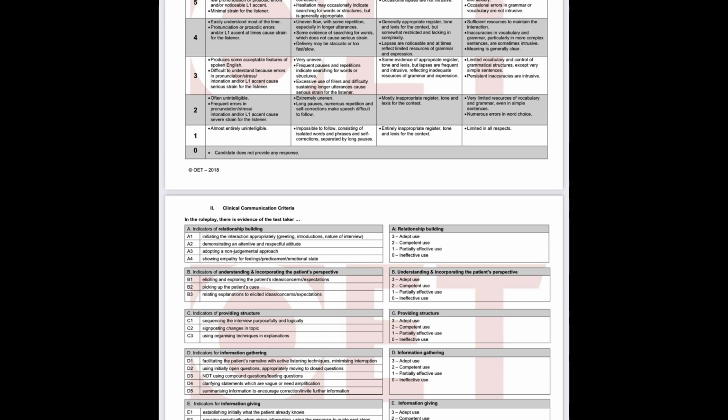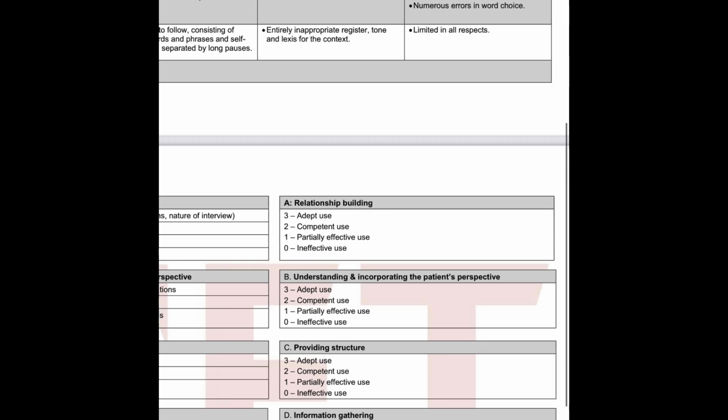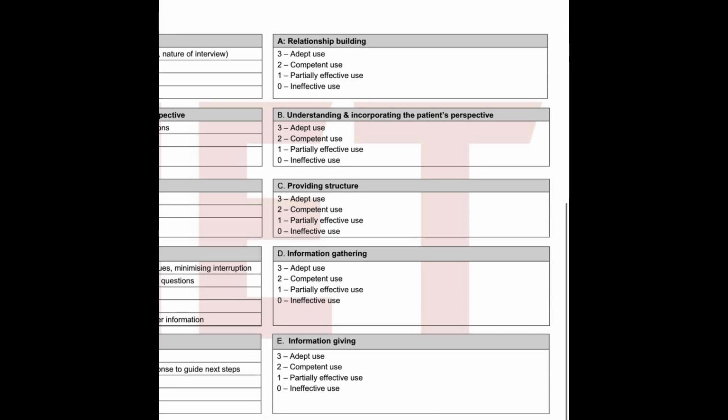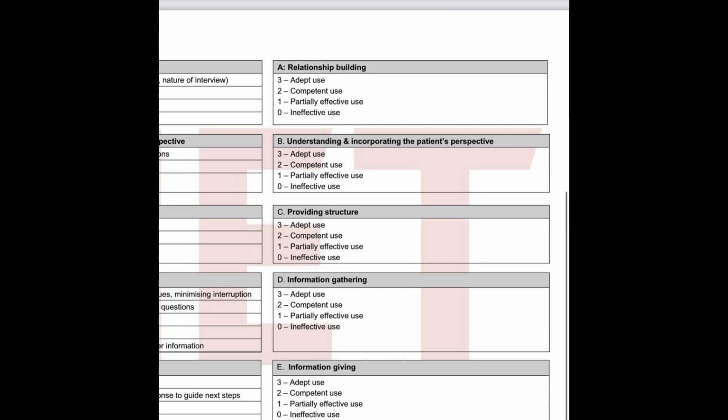Now here we have 5 criteria. There is relationship building. We can see here relationship building, understanding and incorporating the patient's perspective, providing structure, information gathering and information giving.